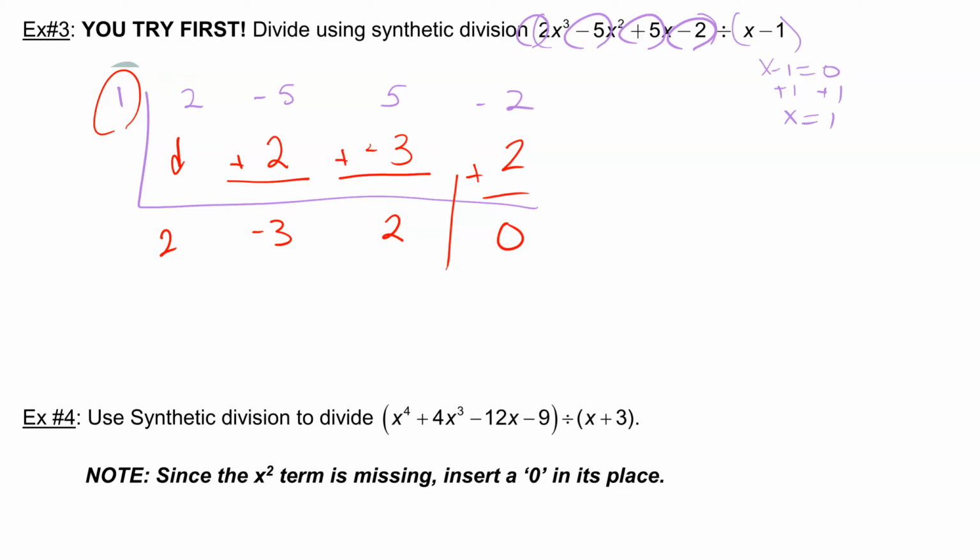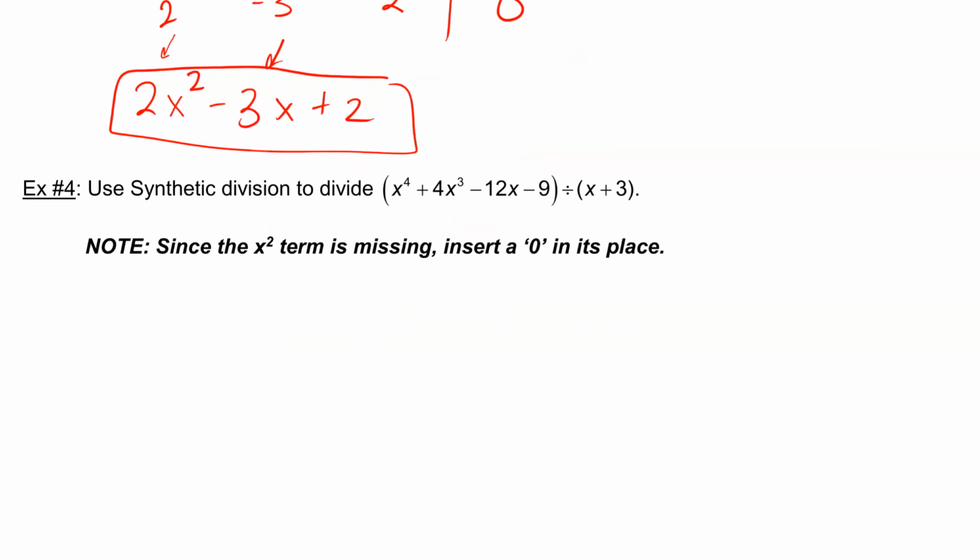So I start with an x to the third. So I was dividing an x to the third term, so I start with an x squared. And remember, these are the coefficients. Minus 3x plus 2. And there's no remainder, so this is it.